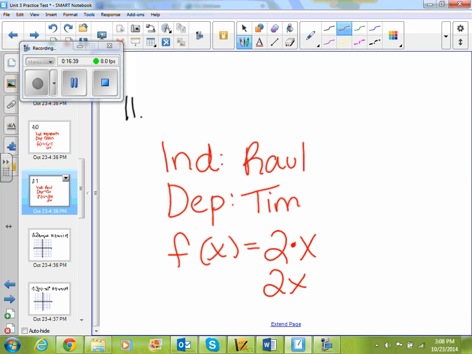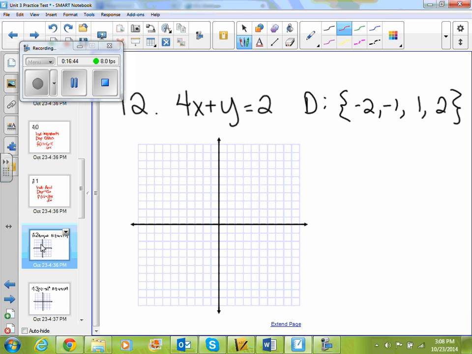Alright, so any questions on independent, dependent variables or function notation? Okay. So once we get to number 12, that's when we're going to start graphing. We're going to do quite a few of those graphs, okay? So we're given 4x plus y equals 2, and we're given the domain -2, -1, 1, and 2. First thing I have to do is solve this for y. So how do I get rid of this plus 4x? Minus 4x and minus 4x. So I end up with y equals 2 minus 4x.